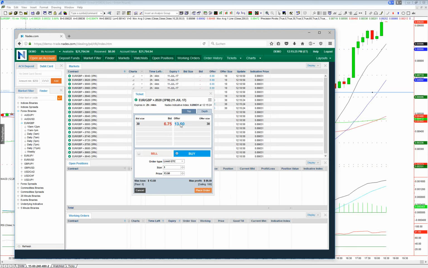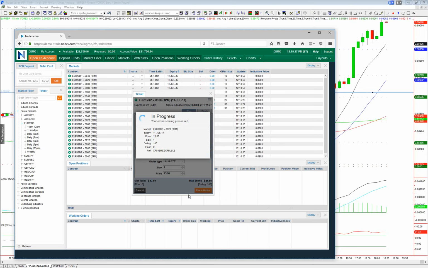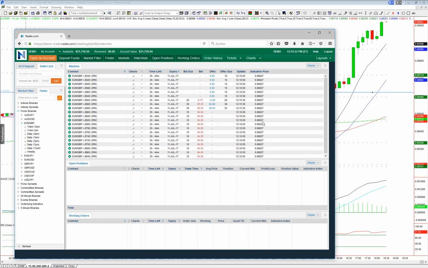Let's just put that trade on for the sake of completeness. And again, I do not suggest that you place that trade, because it's not one of our perfect setups that we're looking for. It's just for the sake of demonstration and completeness.